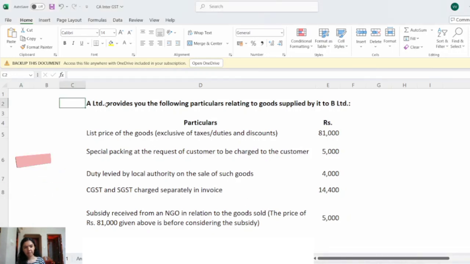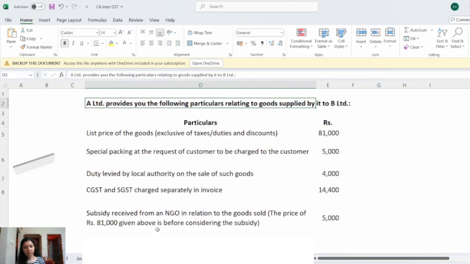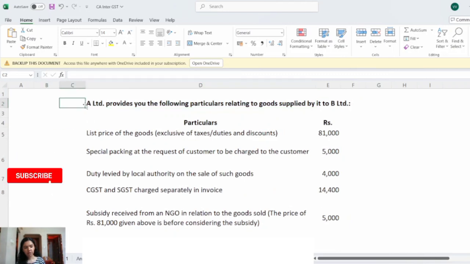So here we have an example question. We will go through the question and we will learn what is the correct method of presenting the answer for this. And we will also see what are the errors that the students had made in the past exams. So let's read through the question first.